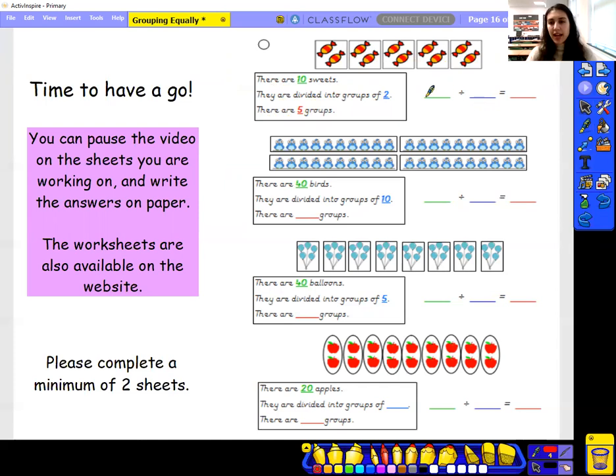So what I need to do is I need to fill in this division equation. And remember, the first number in your equation is the biggest. It's the whole amount of things that you've got all together. So 10 sweets divided into groups of 2. And that gave me 1, 2, 3, 4, 5 groups. So that's what you need to do for the rest of this sheet.